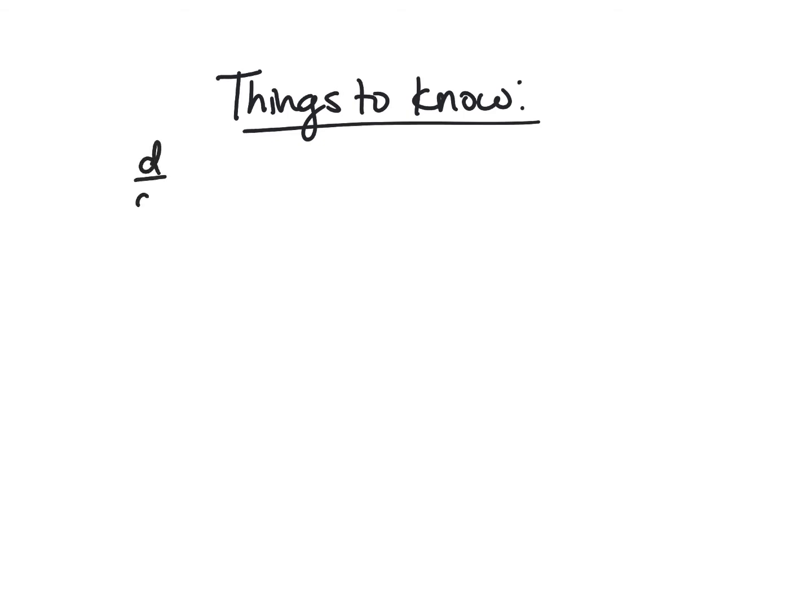First, let's talk about the derivatives. Here I'm always going to mean the natural log. And so the derivative of the natural log is 1 over x.